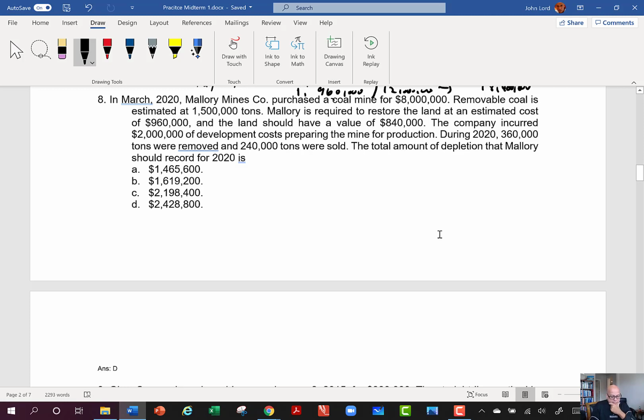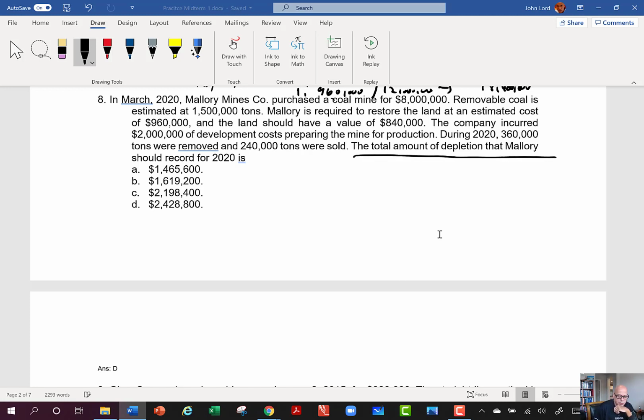Okay, let's go ahead and take a look at this number 8 now. Basically, we've got a mining question here, so we're going to have to use our depletion accounting, okay? So we've got this Mallory Mine Company, purchased a mine for $8 million, removable coal, etc.